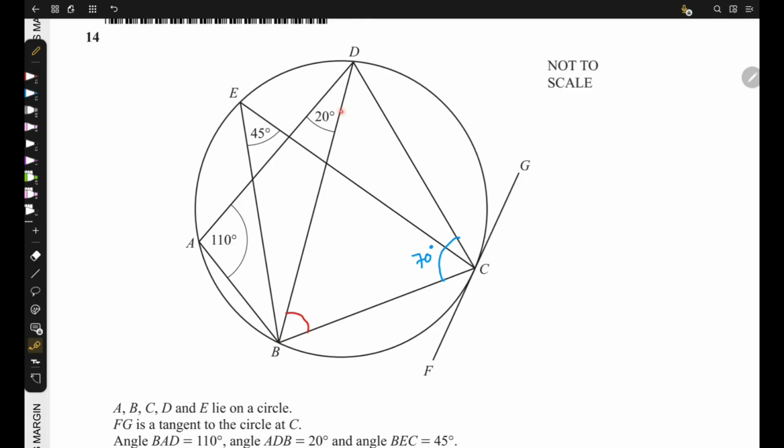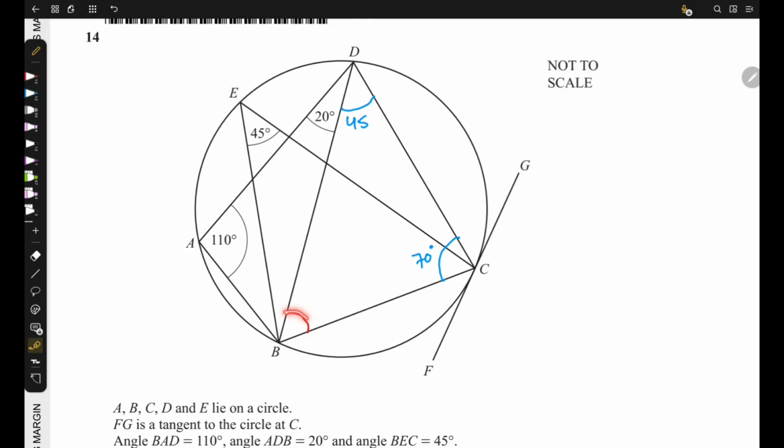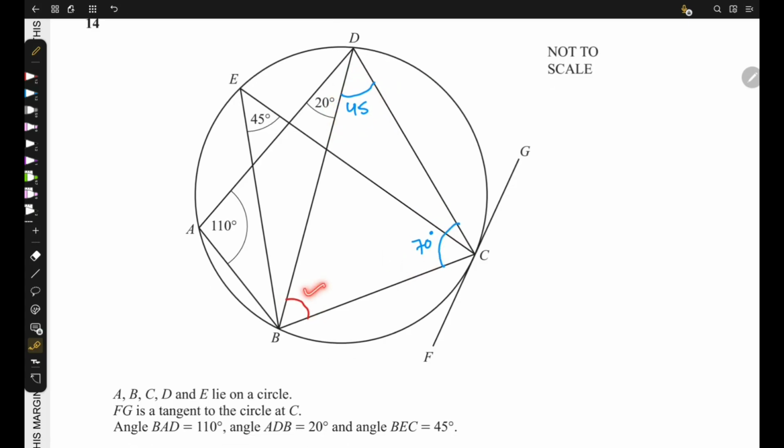I know that this angle as well is 45 degrees. The reason behind it is angles in the same segment: this is 45 and this one would also be 45 degrees. These two angles must be equal, angles in the same segment. So if we want to find out this angle, we would subtract 70 and 45 from 180. So we can get this angle.